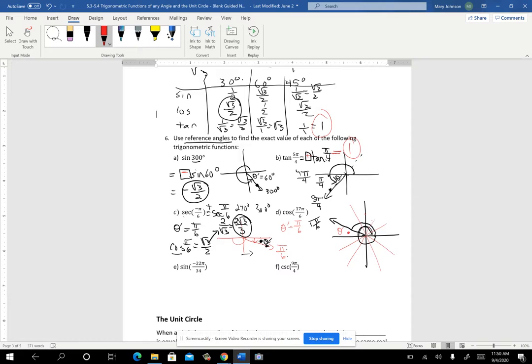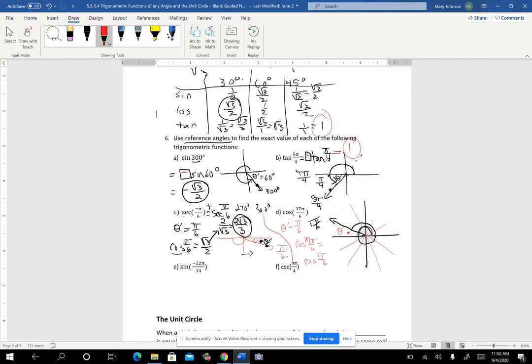So here's what you do then. So the cosine of 17 pi over 6 should equal the cosine of pi over 6, but I need to think about what I should do in front of it. Is it positive or negative? So cosine of pi over 6 is really in the first quadrant, so it's always positive.